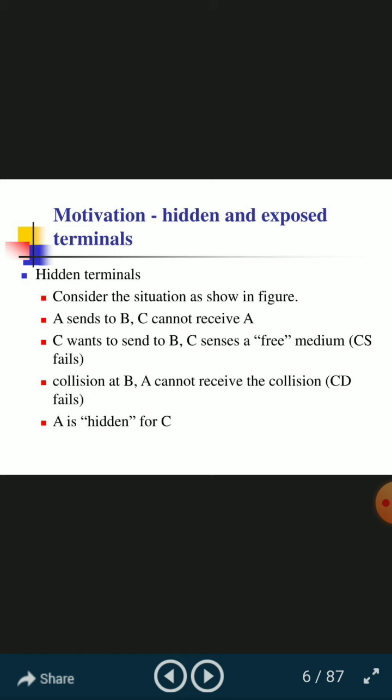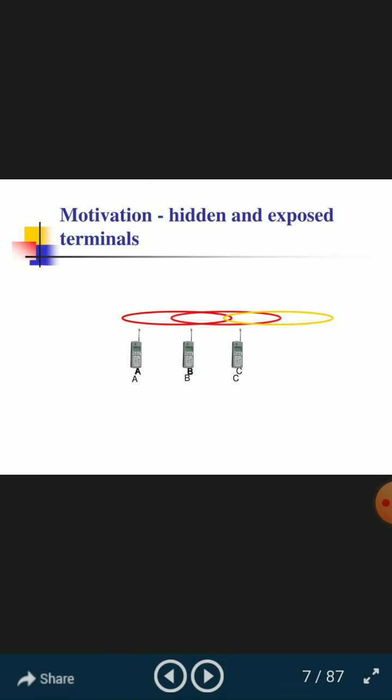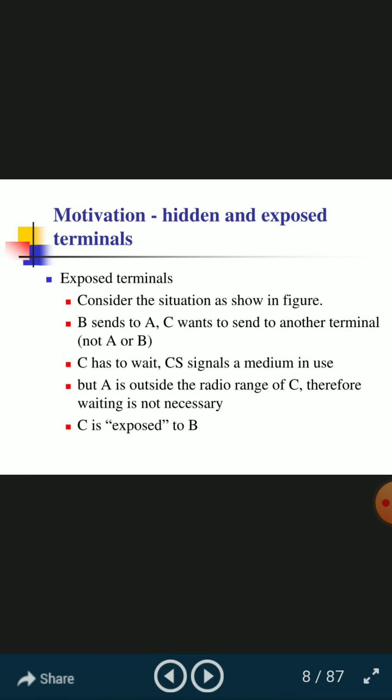C wants to send data to B. Here C senses the medium as free. If the medium fails or any collision occurs, the collision happens at B, and A cannot receive the collision. Medium sensing failing is what happens in a wired network. A is hidden for C. This is the hidden terminal problem.